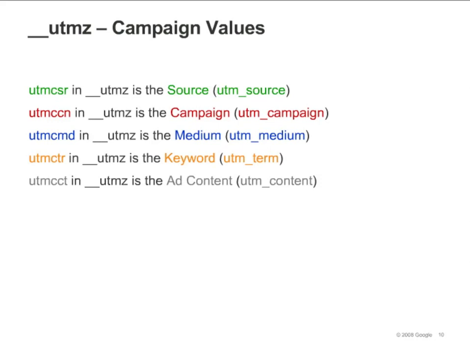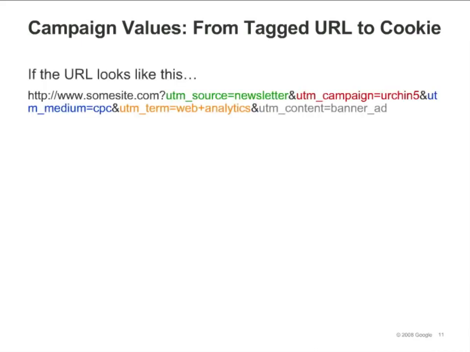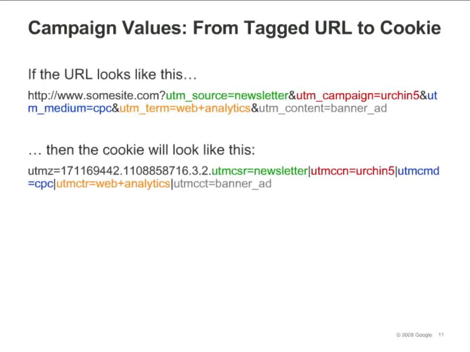The slide shows how the values in the UTMZ cookie map to the campaign variables. For example, the UTMCSR value in the UTMZ cookie is the source, or the value that was assigned to UTM source in the tagged link. So, if you reached somesite.com via a tagged URL that looks like this, then the UTMZ cookie would look like this.